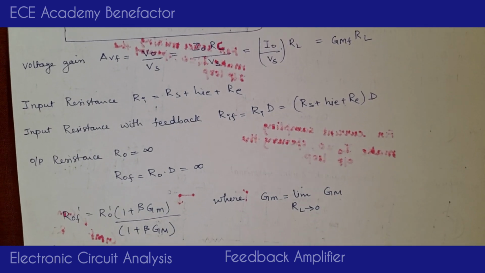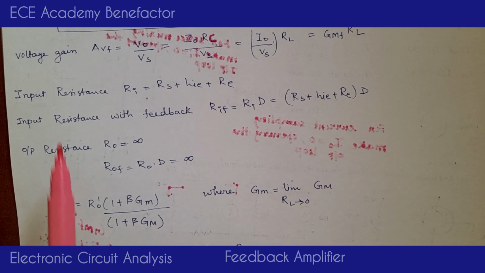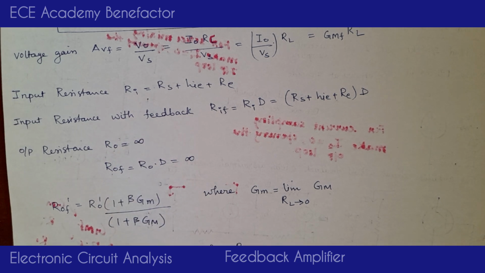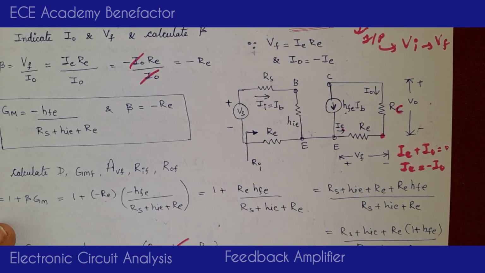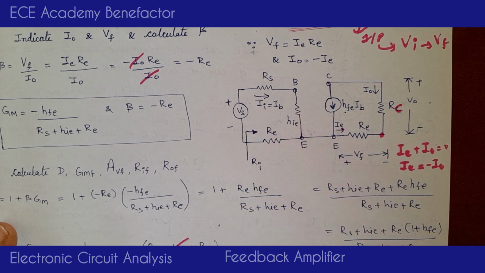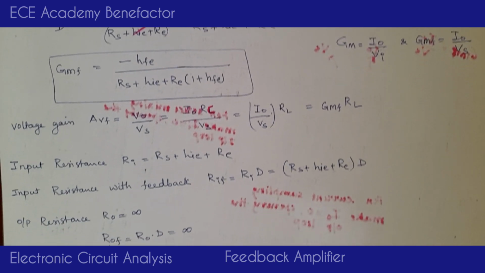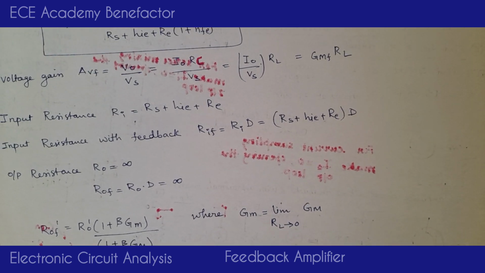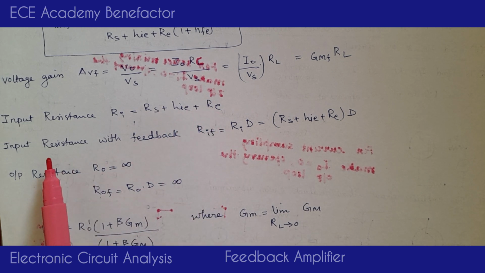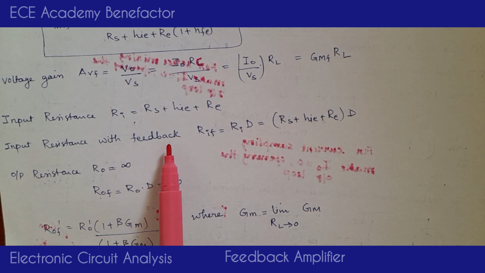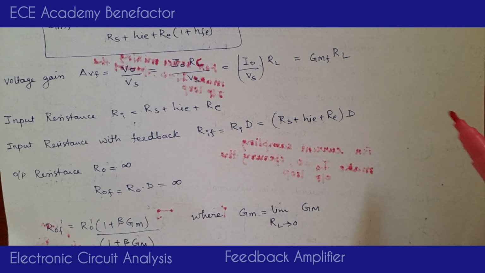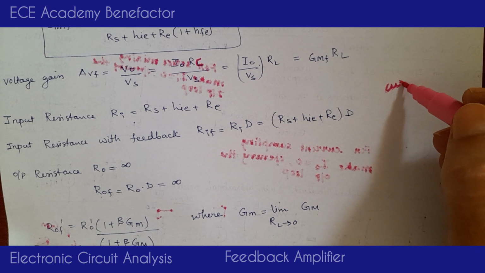Now the next parameter to be obtained is input resistance, RI. RI is equal to the total resistance present at the input side. What is the total resistance present? RS plus HI plus RE. That is the RI. That is written here. RI is equal to RS plus HI plus RE. Next we have to find input resistance with feedback. RIF is equal to RI times of D. What is the name of the feedback amplifier? It is current series.